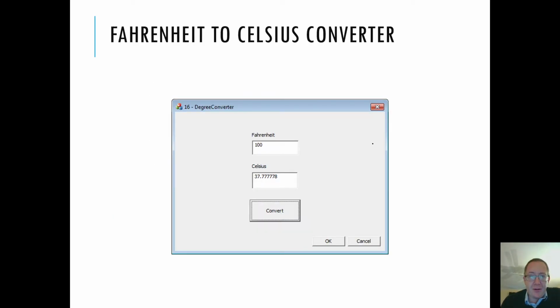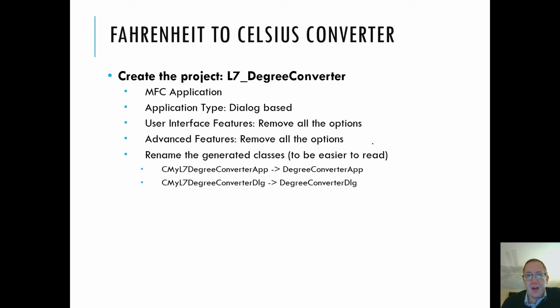So I'm not going to do this exact demo, but there is a demo of this currently in, I think it's called temp converter. There's a demo of this currently in the shared code repository. So I would make, this is not lecture 7, but still good enough, a DegreeConverter, it's an MFC application. It's dialog based. We were going to remove the various options. For advanced features, and for user interface features, we remove all the options. And we rename the generated class instead of CMyL7Degree, just call it DegreeConverterApp, DegreeConverterDialog, if you want to do that.